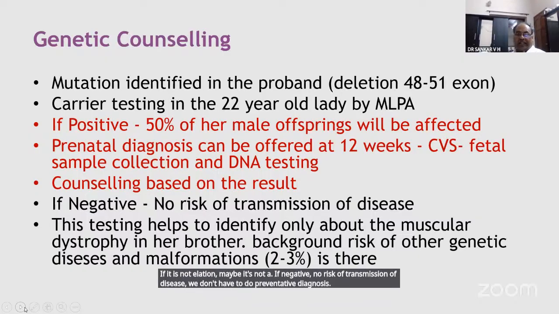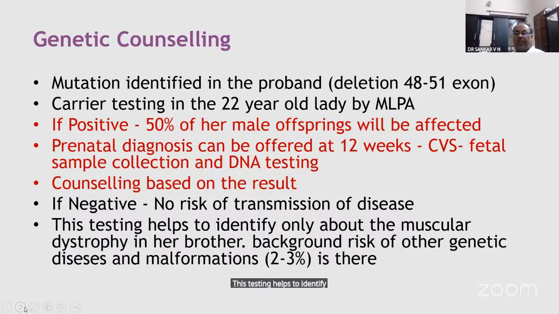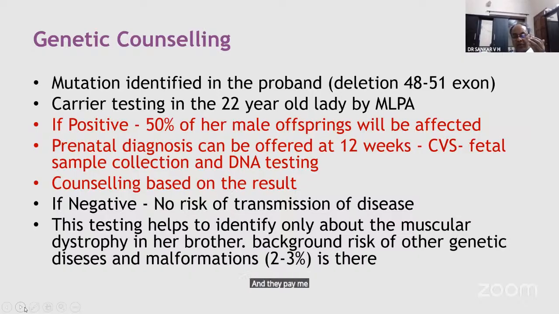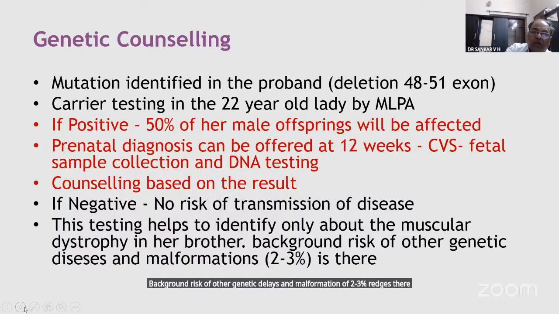But you have to tell, just like I told previously, this testing helps to identify only the muscular dystrophy in your brother and the baby, whether that disease is there or not. A background risk of other genetic disease and malformation of 2 to 3% is there, that we have to counsel the parents.